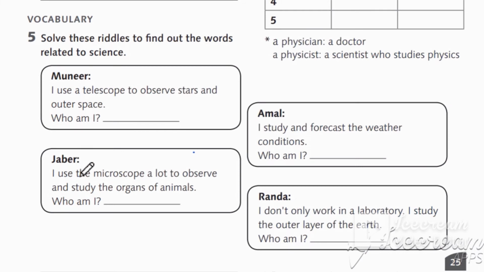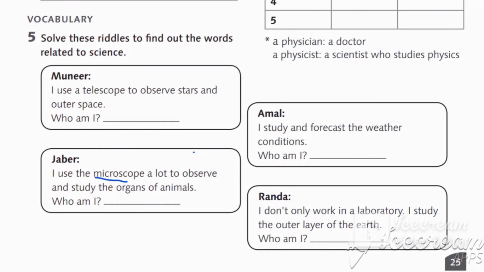I use the microscope to observe and study the organs of animals. Who am I? Biologist. I study and forecast the weather conditions. Who am I? Meteorologist. Excellent, the weather observer, not the astronomer. I don't only work in a laboratory, I study the outer layers of the earth. Who am I? A geologist, who studies the layers of the earth.